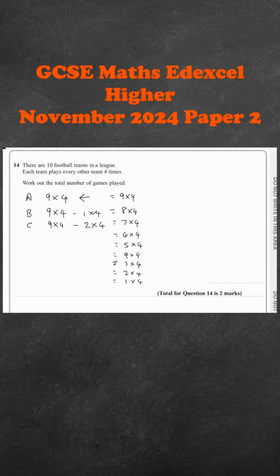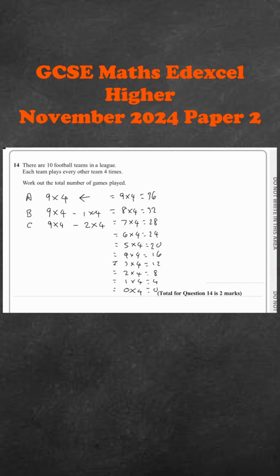So that is 1, 2, 3, 4, 5, 6, 7, 8, 9. The last one will have 0 times 4, because everybody else will have already included their games against that team. So that's your 10 teams. All we have to do here, 36, 32, 28, 24, 20, 16, 12, 8, 4, and 0.